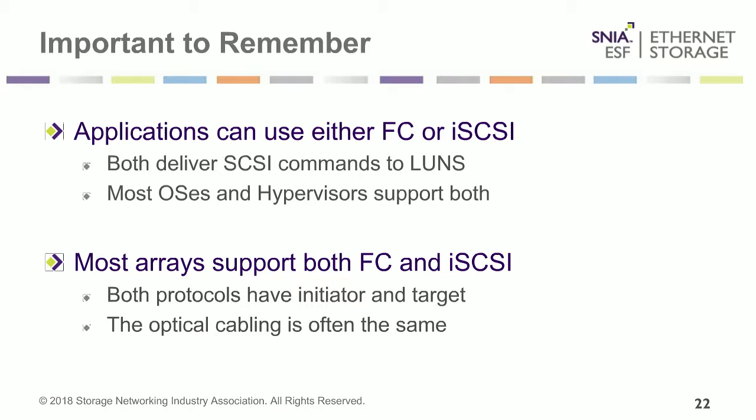And most OSs and hypervisors support both Fibre Channel and iSCSI. And again, the storage arrays, the SANs at the back end also both support Fibre Channel and iSCSI. It's fairly unusual to find these days an array that doesn't support both of them. The other thing to remember is the cabling is often the same. The physical infrastructure, apart from some minor details to do with primarily the connectors, is often the same, and we use the same optics for running Ethernet as we can for Fibre Channel.